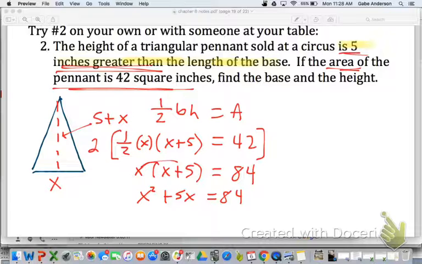And in order to solve this, we need this to be in that standard form. So what do I need to do? You need a minus 84. That's right. Get the 84 over by subtraction. Go ahead, Rocky.